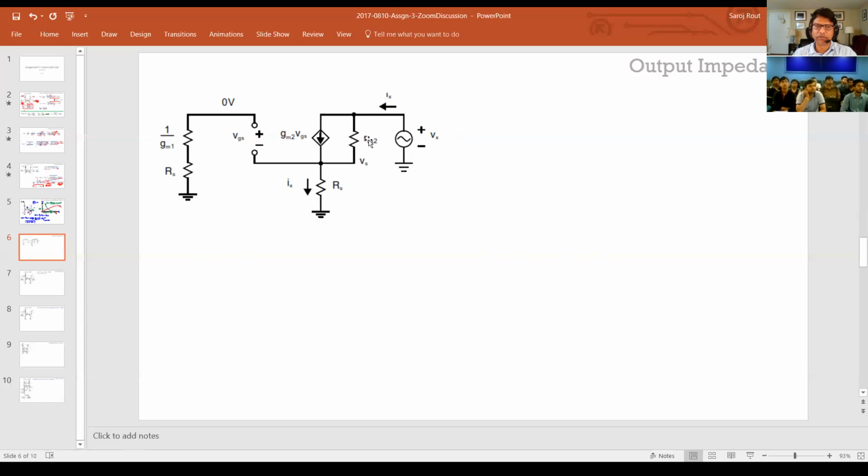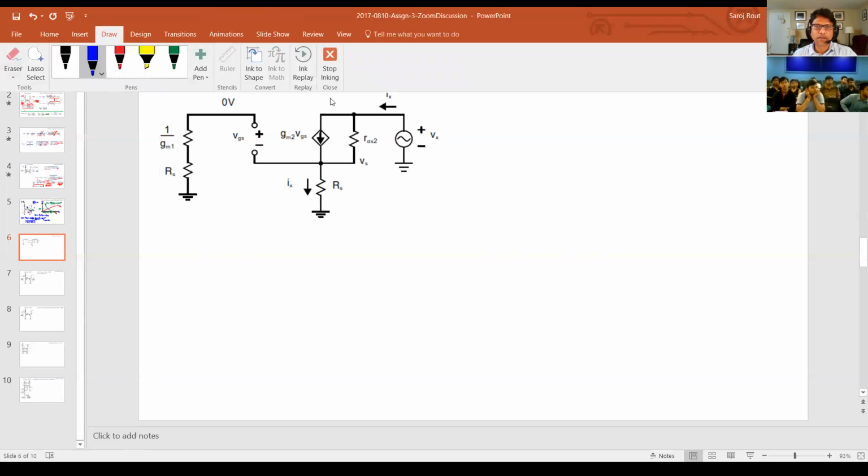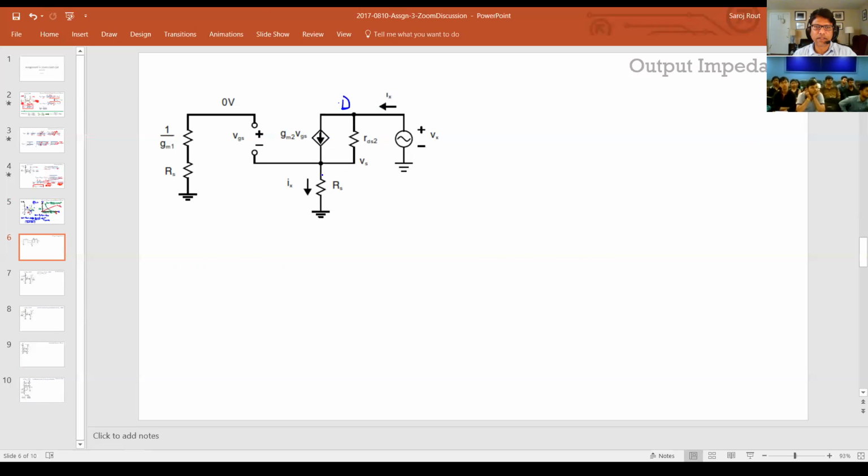So this is your drain node basically here. So this whole thing is your transistor, right, which is substituted over here. So the way you find the output impedance is you apply a small signal voltage source, in this case, for example, Vx, and you find out how much current is flowing through it. Then that output impedance is the applied voltage Vx over the current which is being drawn through it, right?